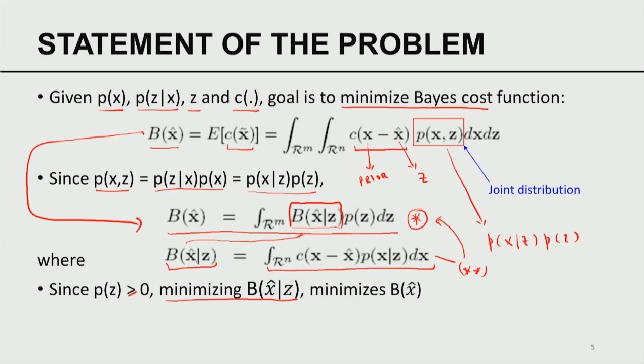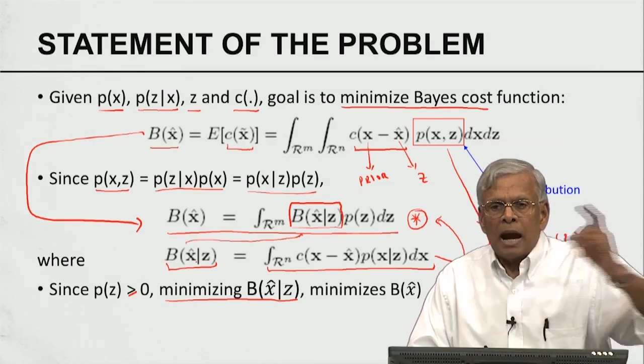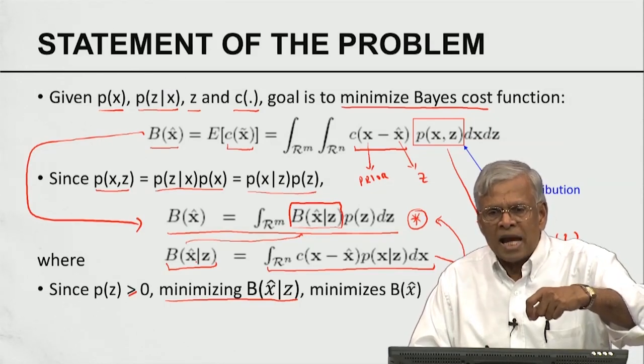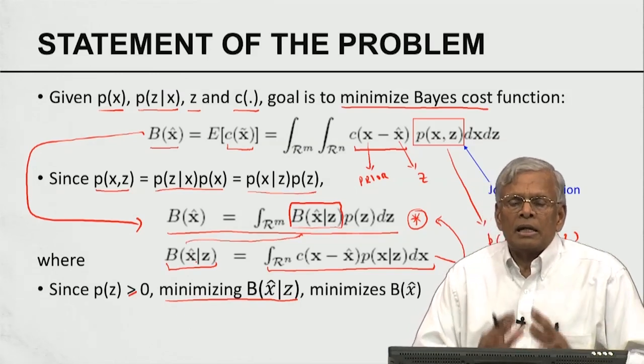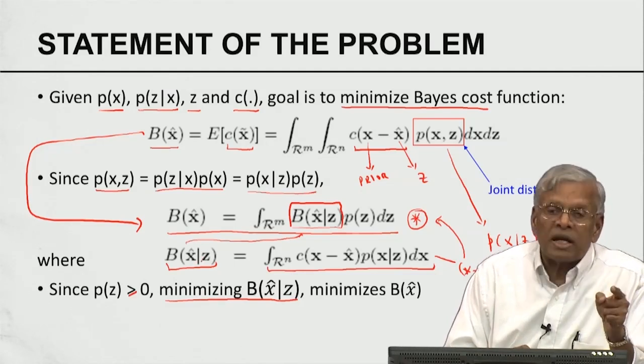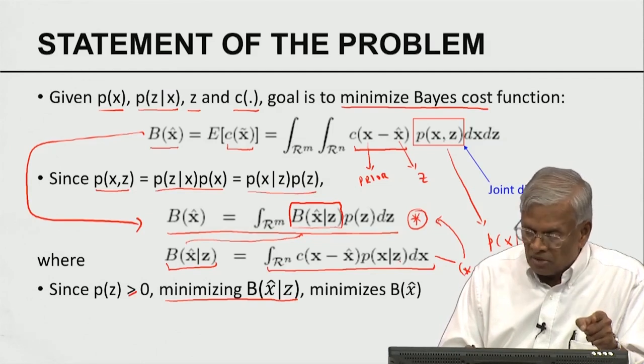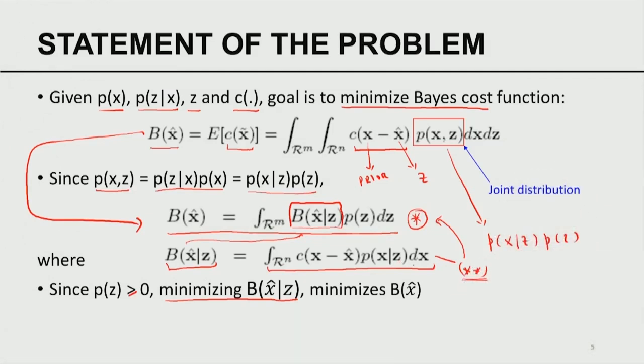So what is the basic idea here? Let me look back at it. Mother nature has picked x from the probability distribution p of x. I am going to observe and gain information about the chosen x. So from the perspective of the estimator, everything starts with z. So everything given z is what we are going to be working at. Given z, I am going to create an estimate x hat. Given x hat, I am going to have an error. Given the error, I am going to have a Bayes cost function conditioned on the given observation, which is given by double star. If I make double star the minimum, that automatically minimizes the Bayes cost function B x hat, because p of z is greater than or equal to 0. Therefore, without loss of generality, we could minimize the conditional Bayes cost, and that is one of the important conclusions that comes out of this analysis.